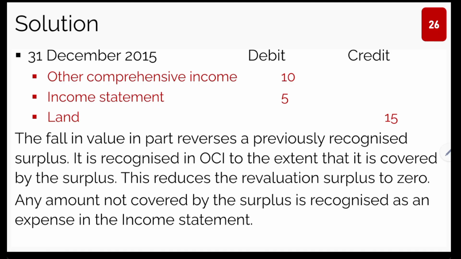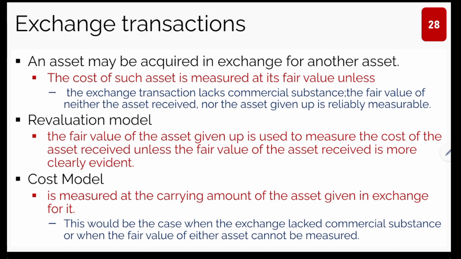So now we have so many cases that can be in PPE, and we'll be choosing one after the other. The first one we're looking at is the exchange transaction. I've mildly mentioned this before. Can I buy a PPE by exchange? Yes. Could it be that this PPE came just because I exchanged something in lieu of that? An asset may be acquired in exchange for another asset. However, the cost of such an asset is measured at its fair value unless the exchange transaction lacks commercial substance, or the fair value of neither the asset received nor the asset given up is reliably measured.